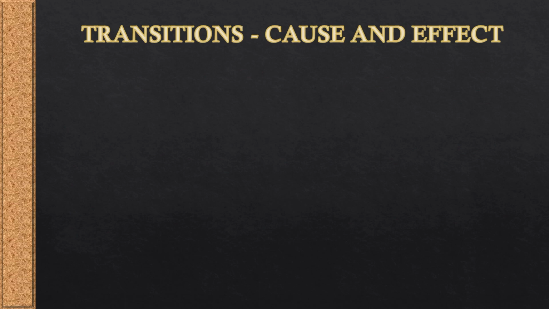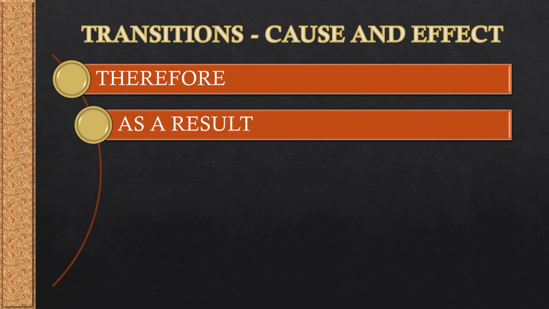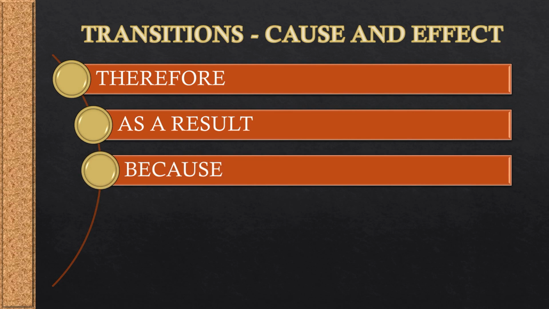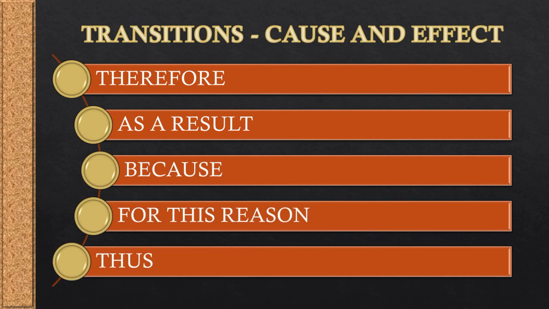It can be categorized in cause and effect. We can use words such as therefore, as a result, because, for this reason, and thus. Those words help you link your main points and statements together. It helps the audience stay on track and not wander off into, I wonder what's the next meeting going to be about.